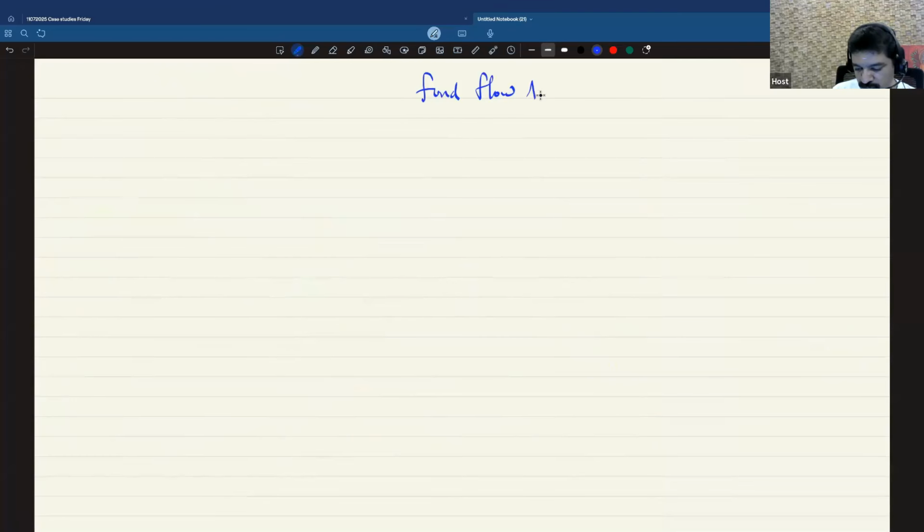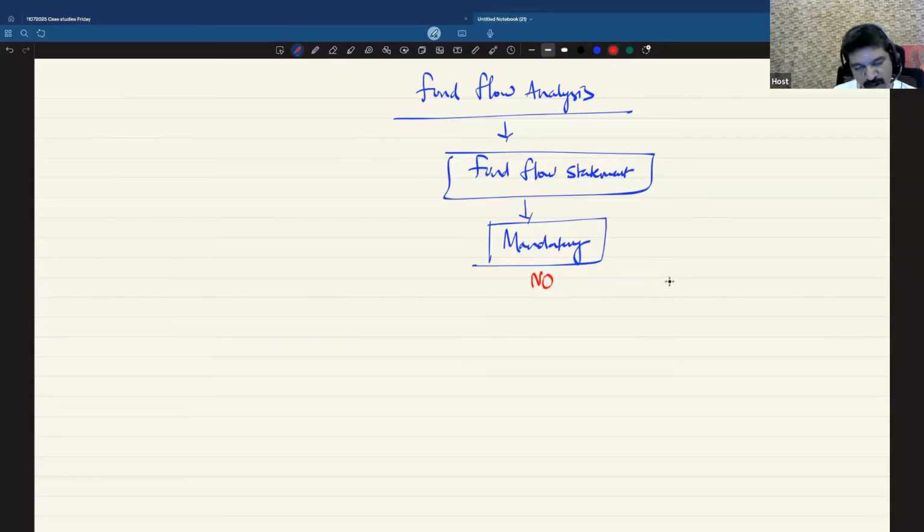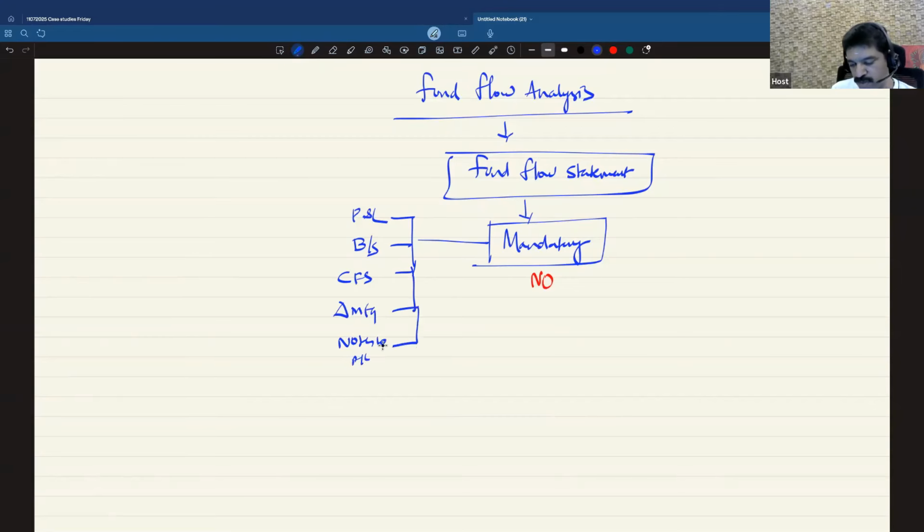If you ask me, the answer is no. This fund flow statement is not a mandatory financial statement. The mandatory financial statements are basically the statement of P&L, the balance sheet, the cash flow statement, the statement of changes in equity, and so the list goes. Then notes to accounts. But this fund flow statement is not a mandatory statement.